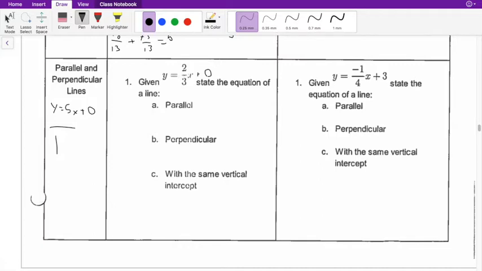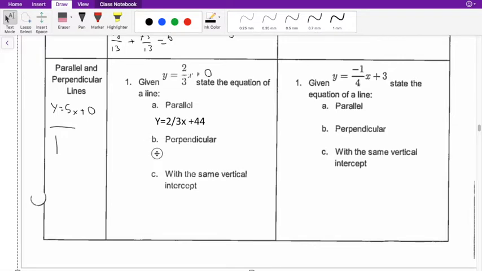So I need a parallel line to this. So parallel lines have the same slope. So I'm going to start with y equals 2 over 3x. Now, I need a different y-intercept. Since if I had the same y-intercept, it wouldn't be parallel, it would be the same line. So I'm going to put a number down there. I'm going to put 44, because it's my favorite number. Right?